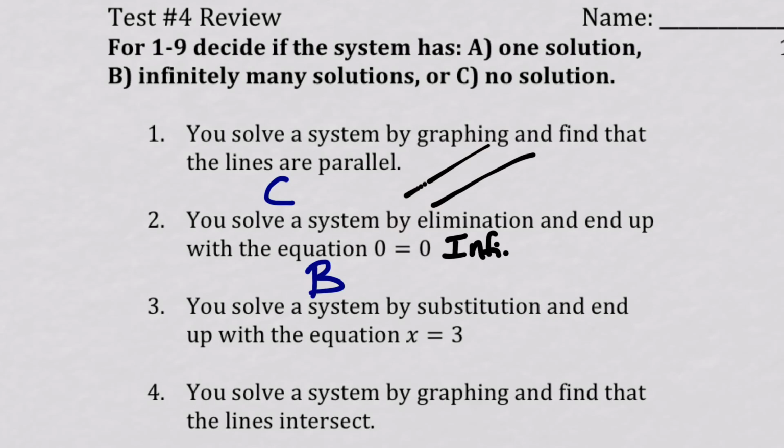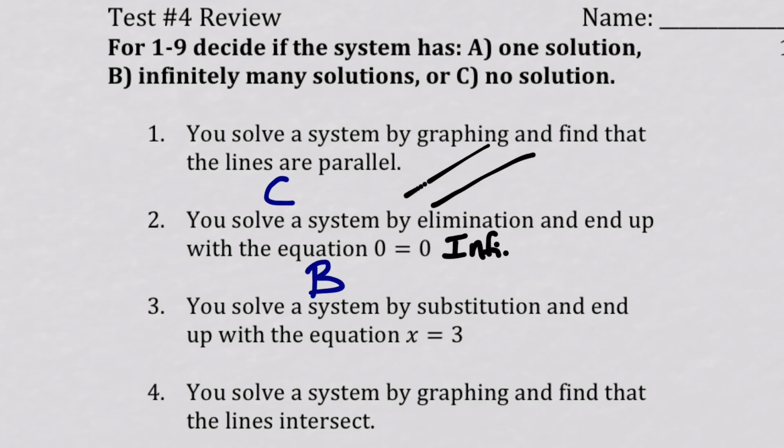Okay, number 3. You solve a system by substitution and end up with the equation x equals 3. Now you didn't end up with 0 equals 0, okay? You didn't end up with something that makes no sense. You didn't end up with 0 equals 10. You actually ended up with x equals something, okay?